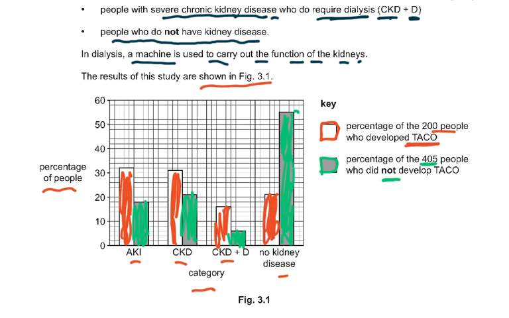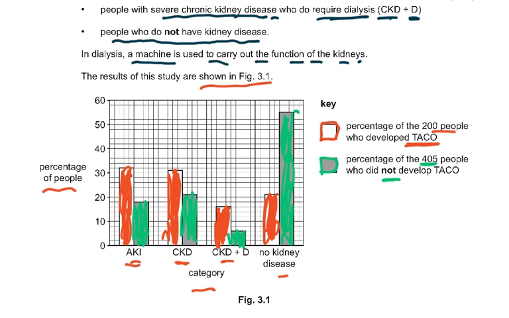Now look at the red bars. What is the most important thing you see here? The most important thing is that having kidney disease increases the risk of TACO, because these are the people with kidney disease. So if you had kidney disease, there is more chance of you developing TACO. But then, okay, what is the next thing?